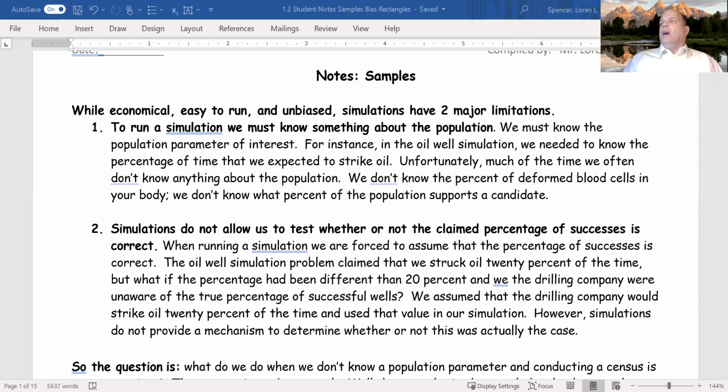Good morning. Today we're going to be talking about samples. We're on page 12 of the notes, and we're going to briefly give an introduction to them, why they're important.